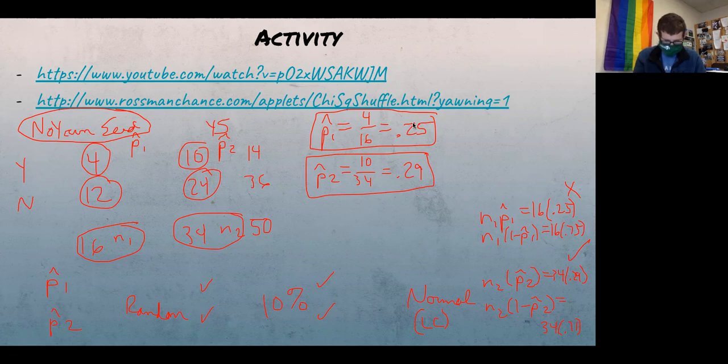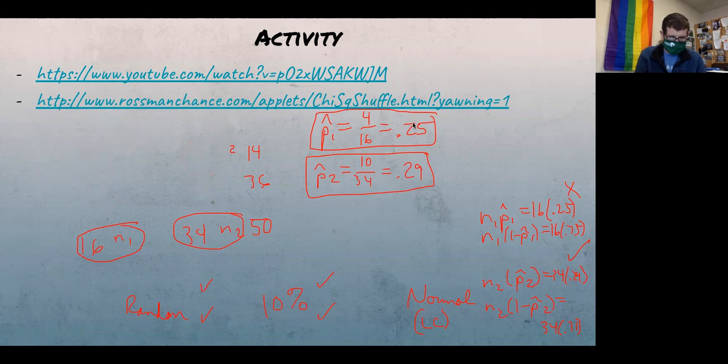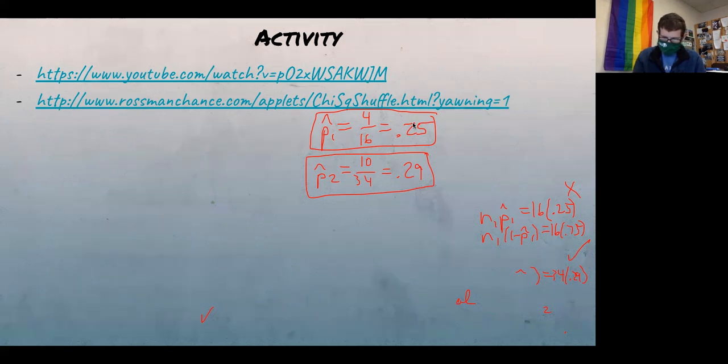Okay, I'm not just going to clear the screen. I want to have some room. I will probably get rid of this two-way table. Now at this point, we just need to know what our sample sizes are. I'll clear this stuff too. All right. Let me give myself a little bit of space. Oh, sorry. N sub 1 is 16. N sub 2 is 34.